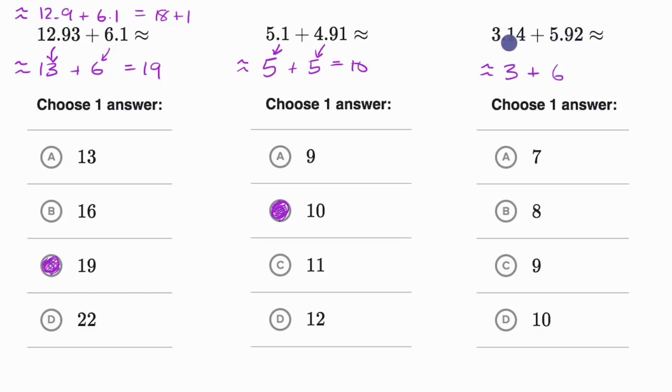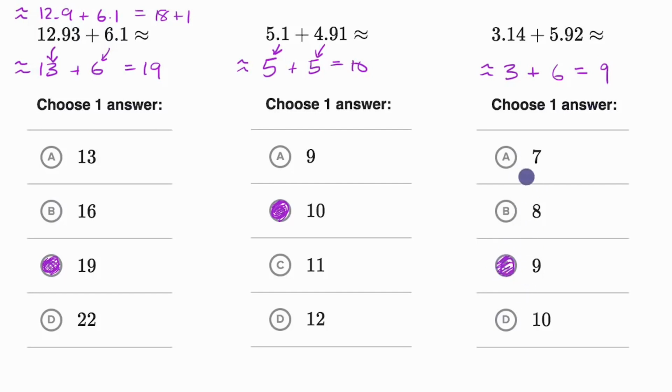And once again, just like I mentioned in the previous ones, this is good because I'm rounding down from 3.14 to 3. I took away 14 hundredths, and then I add 8 hundredths to 5.92. So it's going to get me reasonably close to the actual answer. And so 3 plus 6 is equal to 9, which is indeed one of the answers here.